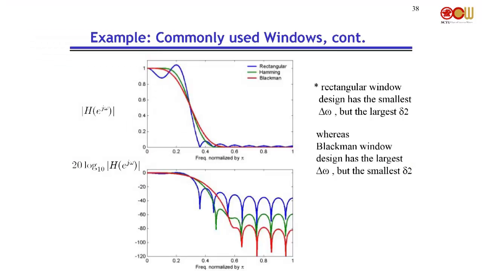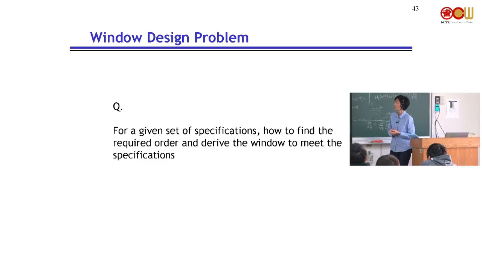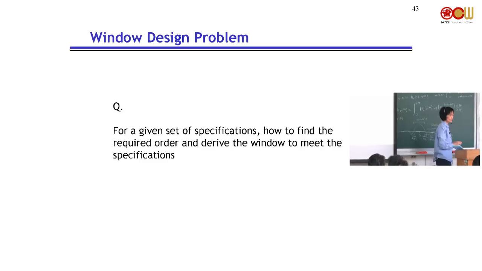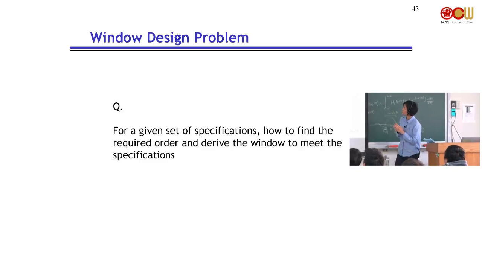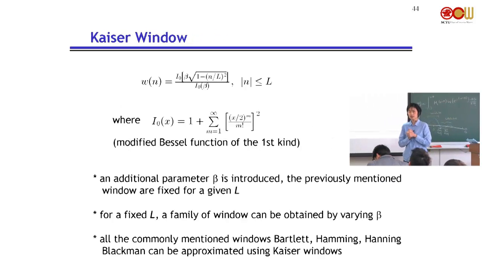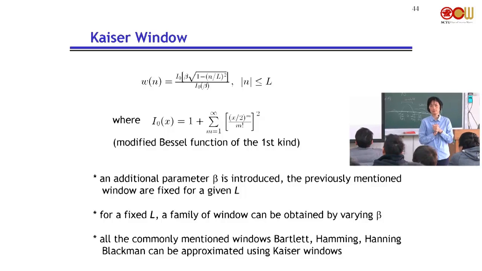And that's when Kaiser comes in. For a given set of specifications, we would like to find the required order, and we would like to know the window that would meet the specification. Kaiser comes in here. Kaiser said that he will give you a formula of the window. Just tell me your specification and I will tell you what window to use. And this is the window that's used by Kaiser.